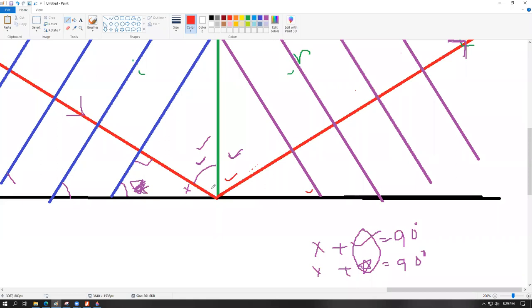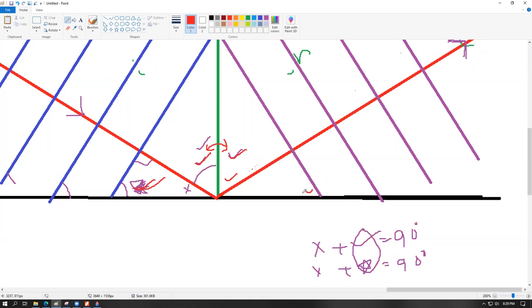Incident angle is equal to the angle of the wavefront with the surface. Similarly, reflection angle is equal to the angle of the reflected wavefronts with the surface. Similar geometry. I am comparing this with this, and these two are equal. That's why I can also compare these two, so ultimately these two are equal.